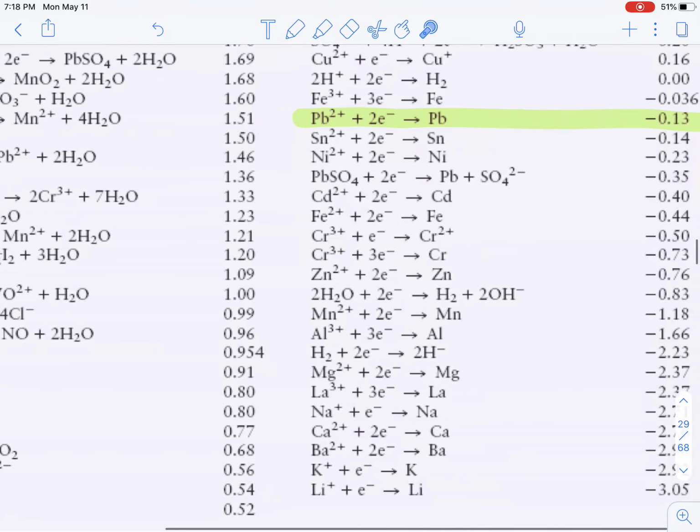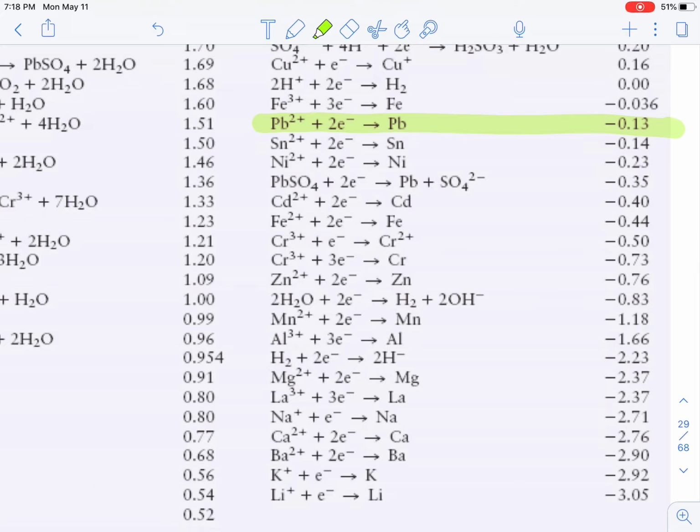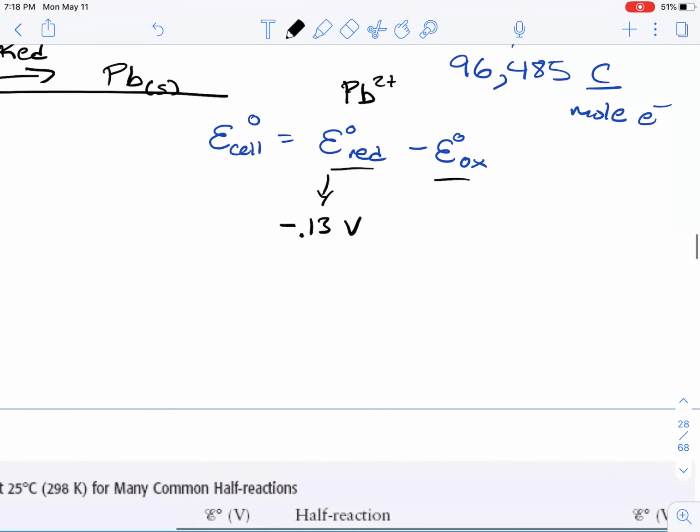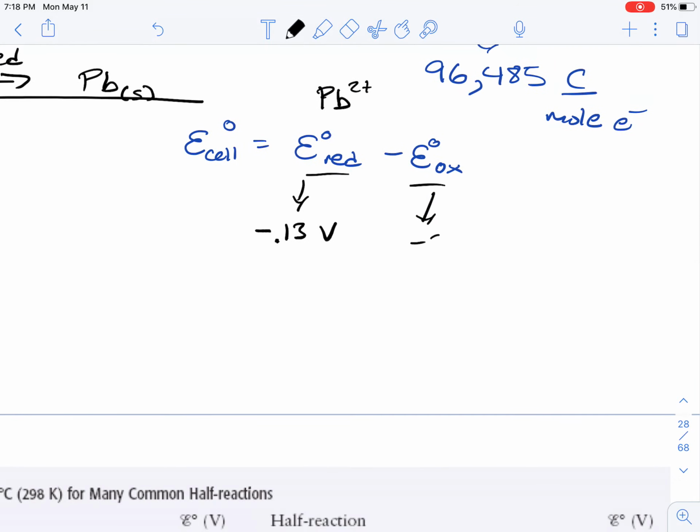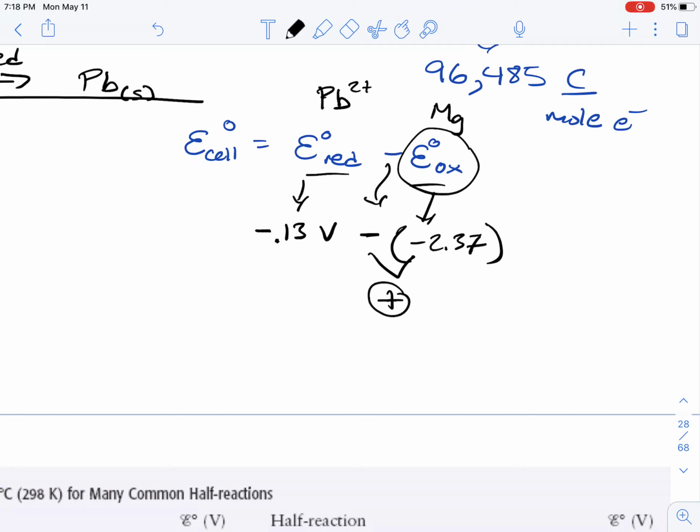All right, so looking for magnesium, in which there's 2 electrons transferred, looks like that value is negative 2.37. And so I'm going to go ahead and plug in negative 2.37 in place of the standard cell potential for oxidation, because it's magnesium that's undergoing oxidation. And so the last thing I need to do is carry down that negative sign. So negative times negative is positive.